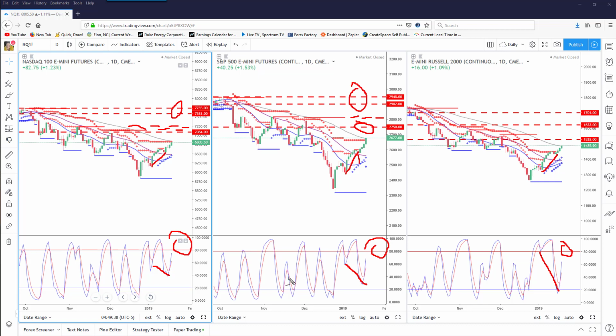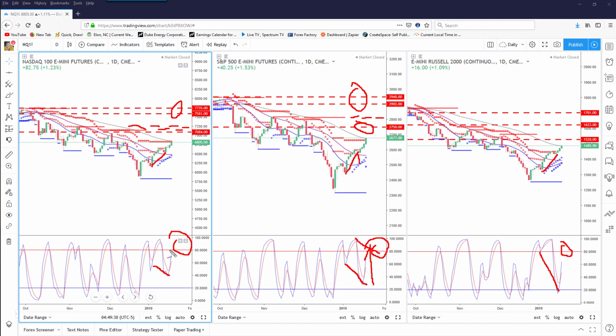Okay? And if that occurs, then you may get what's called just standard divergence. In other words, the stochastics comes and then it's lower than the prior high. Okay, so you're making higher highs but a lower high in the stochastics. That would be standard divergence. Okay, if that occurs, then we're going to get a pullback.